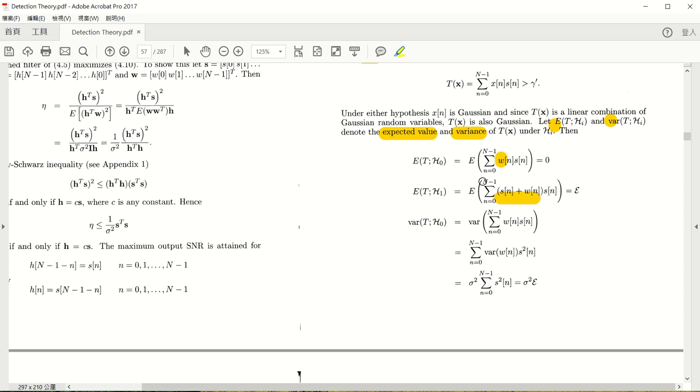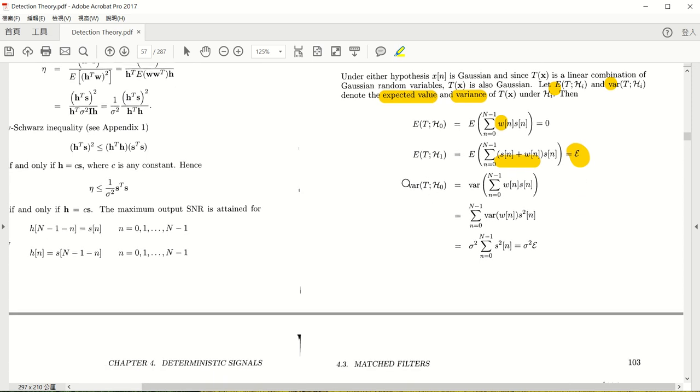So you expect the summation of S squared, which is what? It's the signal energy that we mentioned in our last session, right? We said something about signal energy, and that's S squared. And then you do the summation, you get that signal energy, and we call it epsilon here, the capital epsilon.